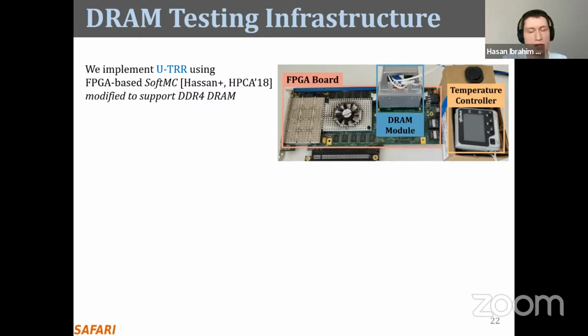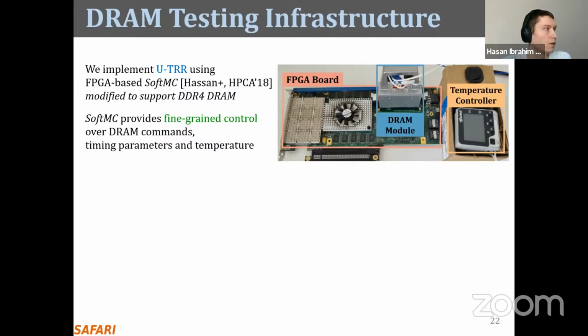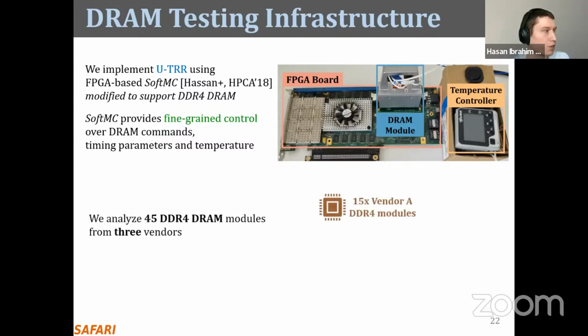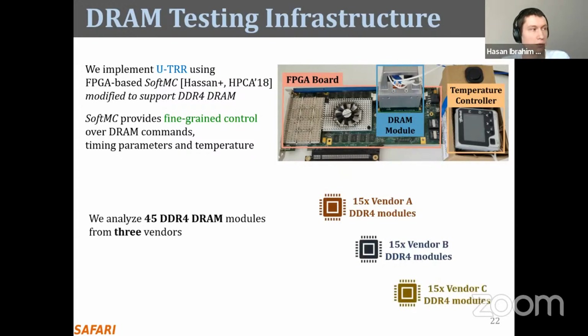And this is because most experiments are sensitive to temperature. And in order to get meaningful results, we have to operate the DRAM always at a certain temperature. Otherwise, the results will be different across experiments. Okay, so SoftMC provides fine-grained control over DRAM commands, timing parameters, and temperature. We analyzed 45 DDR4 DRAM modules from 3 vendors named as vendor A, B, and C.